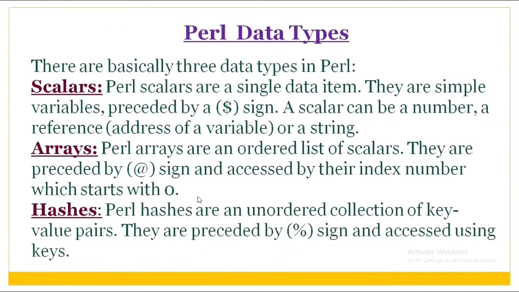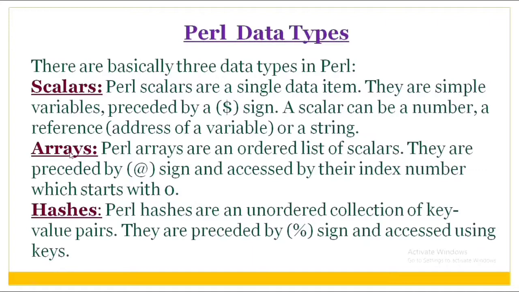Next, Perl data types. There are basically three data types in Perl: scalars, arrays, and hashes. First, scalars. Perl scalars are a single data item. They are simple variables preceded by a $ sign. A scalar can be a number, a reference or a string. In scalar variable declaration the $ symbol is used. In arrays variable declaration, the @ symbol is used.